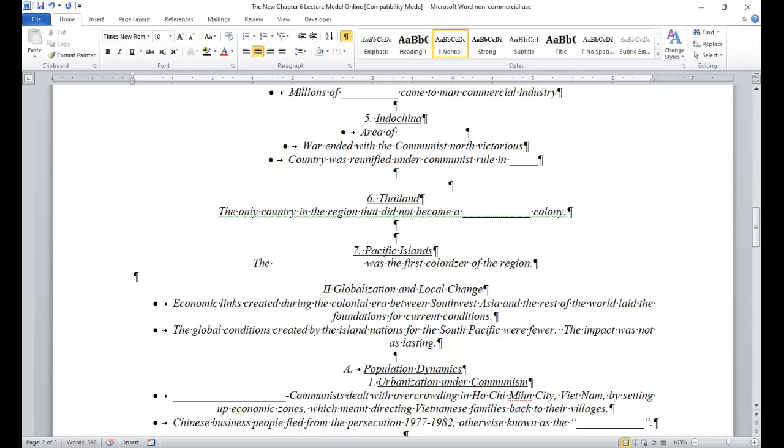And then you have your Pacific Islands, in between Indonesia, Brunei, and Papua New Guinea. You can see those island nations. The United Kingdom, the UK, was the first colonizer of the region.